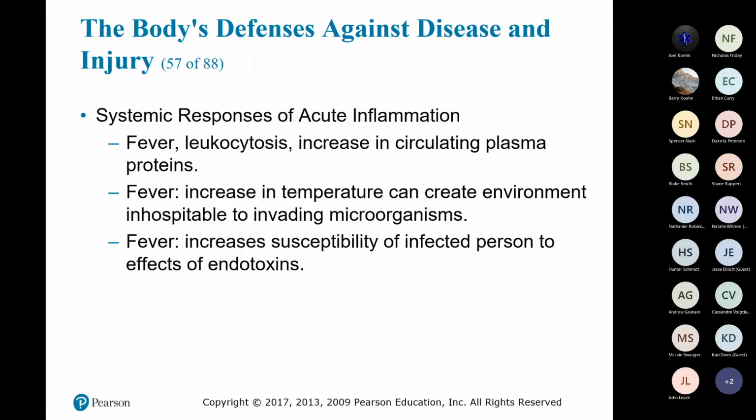What do we know about pediatric patients if their temperature rises and stays at a high temp for too long? What happens to them? Febrile seizures. Yeah, we can develop febrile seizures. You can also get febrile seizures as an adult for prolonged fever as well. Again, a temperature can create an environment that is inhospitable to some microorganisms, but at the same time, it may make an infected person more susceptible to some types of bacteria. So it's a damned if you do, damned if you don't situation, right?